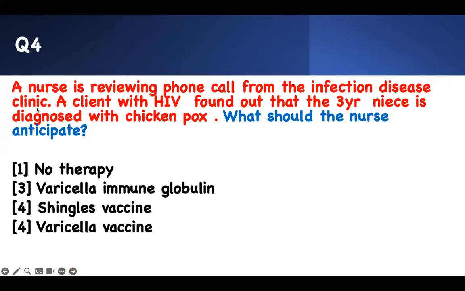Now, number 4, bonus 1. The same concept. What should the nurse anticipate? The nurse is reviewing a phone call from the infectious disease clinic. The client with HIV found out that the 3-year-old niece is diagnosed with chickenpox. So this HIV patient found out that the niece is infected with chickenpox, and probably was exposed to it. So he's worried that he's been exposed. What do you think? The same concept as number 3.